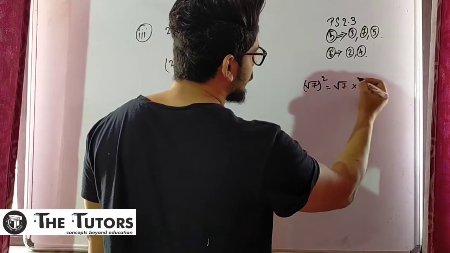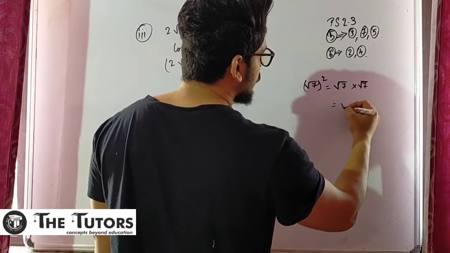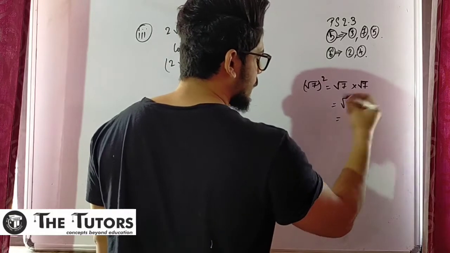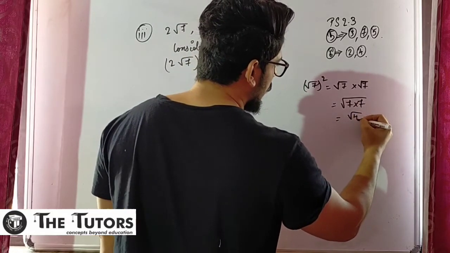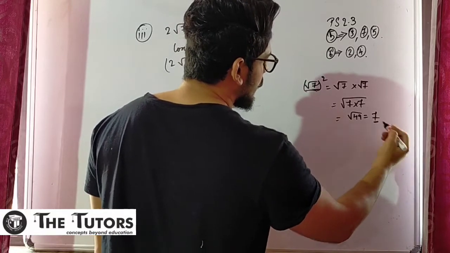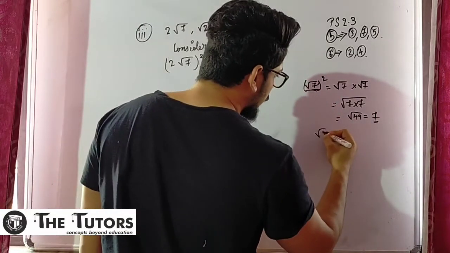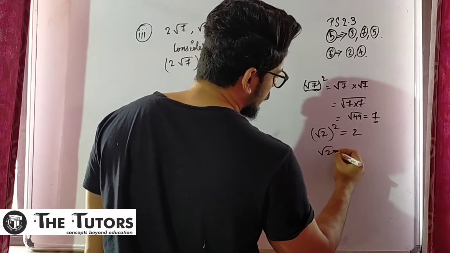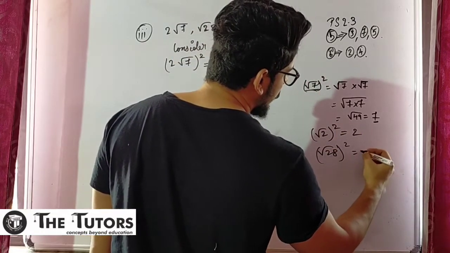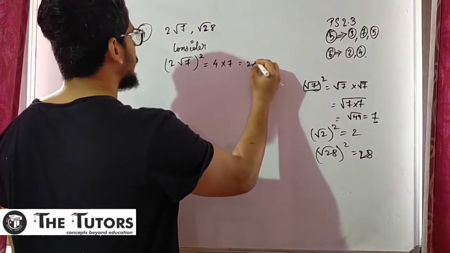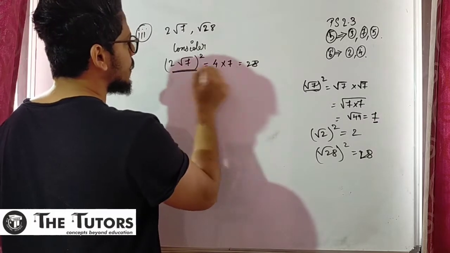Now root 7 into root 7. You see, here there is a square root and here there is a square root. So this can be written as root of 7 into 7. 7 sevens are what? 49. The square root of 49 is how much? 7. So the answer for the square of root 7 is 7. Similarly, if you try the square of root 2, you will get 2. If you try the square of root 28, you will similarly get 28. So this 4 sevens becomes 28, which implies 2 root 7 square is 28.